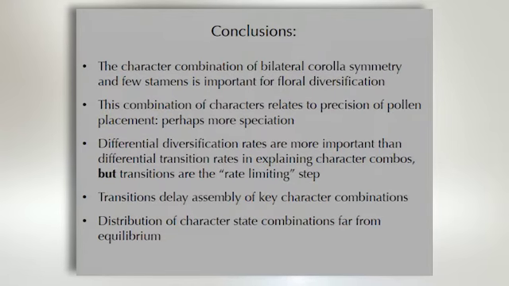And to the extent that most of the characters that matter to organismic function require multiple characters, then the transition rates that assemble these multiple characters are going to be critical in the way that we understand the pattern of diversification over the macroevolution timescale.